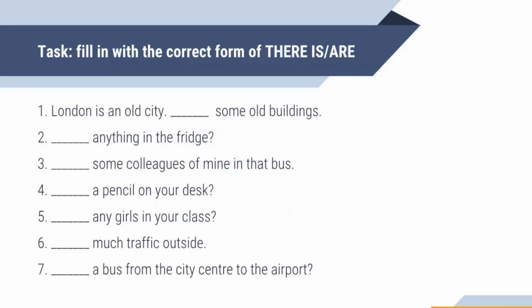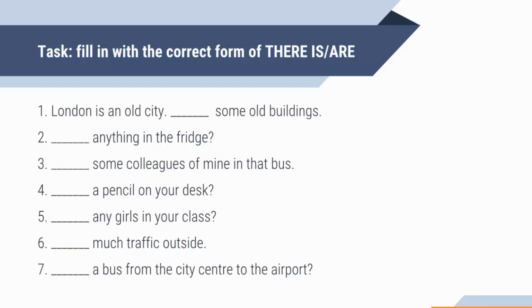London is an old city. Some old buildings. Old buildings, plural. The sentence is positive. You have some in the sentence. And you know that some is used in positive sentences. So there are some old buildings. The next one, anything in the fridge? Question. In question, we need is there. Is there anything in the fridge?